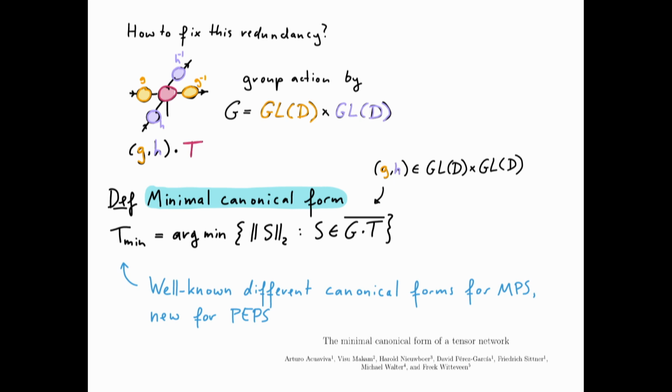Whereas for MPS, these canonical forms were already very well studied and well known. For PEPs, I think there was no rigorously defined good canonical form. There were numerical recipes, but we show that this one has particularly nice properties. If you want to know more about it, please come to me in the break and I'll tell you more about it.